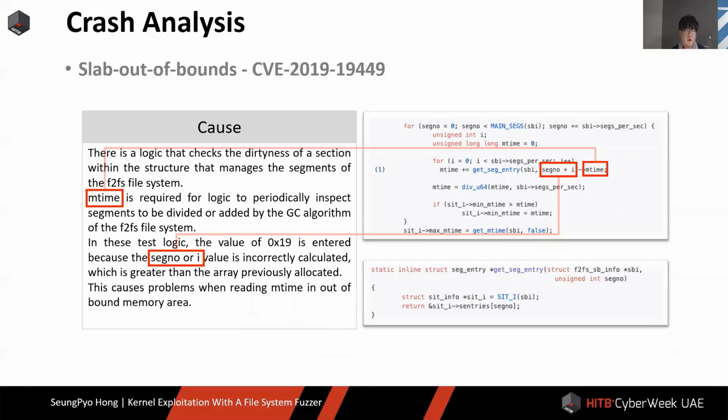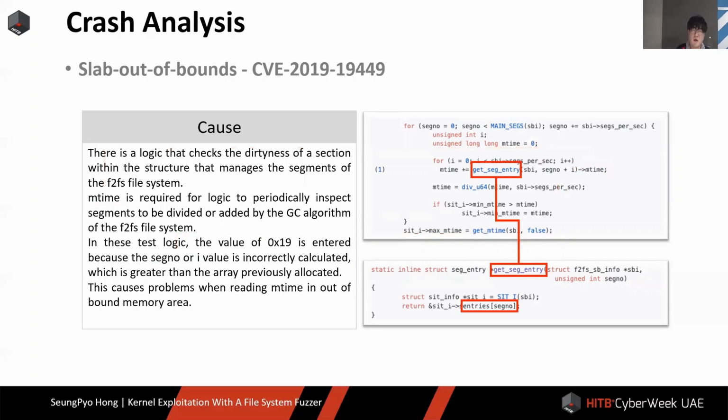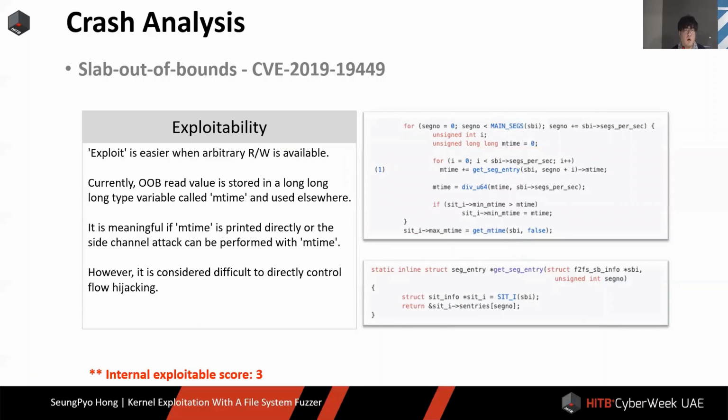This is a vulnerability that occurs when the signal or I value is incorrectly calculated in the init_bin_max_mtime function, and a value larger than the size of the existing array is entered, and the larger value is entered into get_seg_entry as an argument to retrieve the mtime value of the OOB memory area. We need an arbitrary read-write to exploit the OOB, but the mtime variable is alone. We thought it would be difficult to exploit, so we gave 3 points internally.